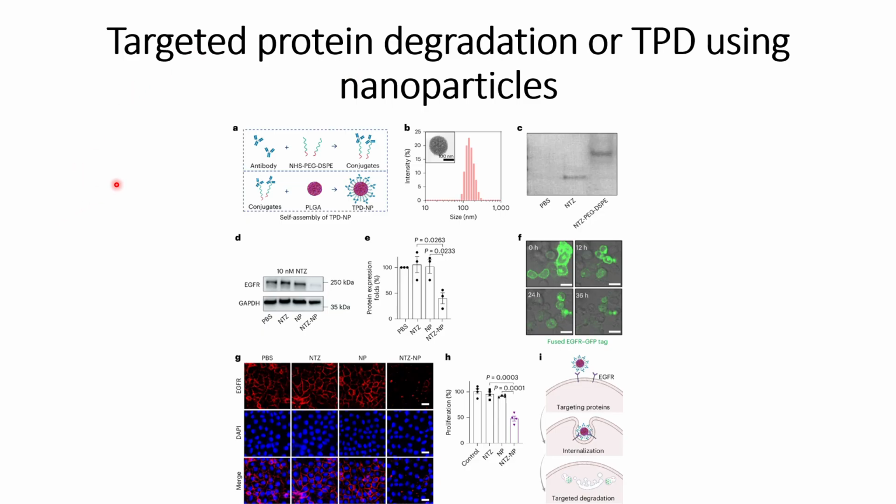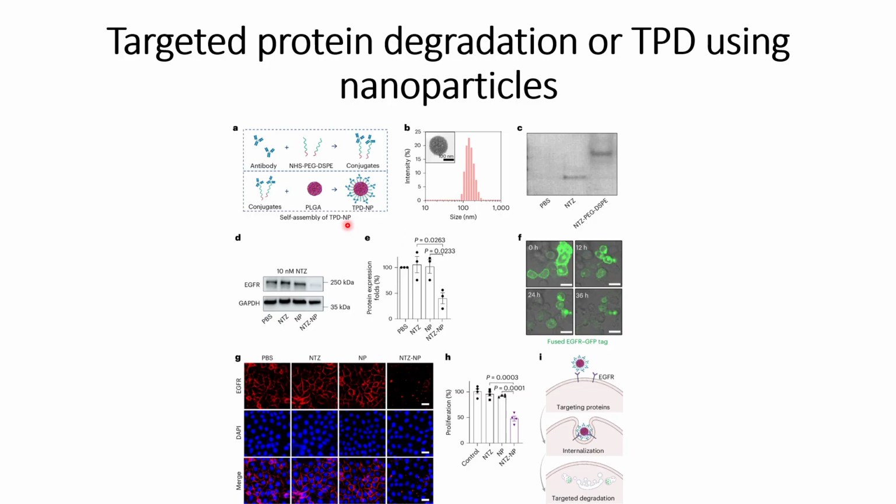So as a proof of concept, they designed their targeted nanoparticles to target a generally overexpressed protein in cancer, that is EGFR. The design is shown in panel A, where they took the antibodies against EGFR and made a conjugate with NHS-PEG-DSPE. This is an FDA approved polymer, so they won't face too much trouble in the clinical trials. They then mixed it with PLGA to form TPD nanoparticles that can target EGFR. And they measured the size of these TPD nanoparticles, which is around 160 nanometers.